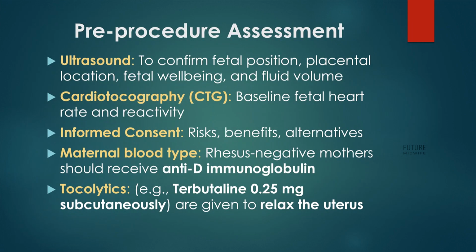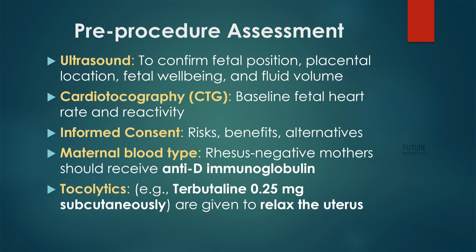Here I will explain the pre-procedure assessment of external cephalic version. In that, first one is ultrasound. Ultrasound can be performed in order to confirm the fetal position, placental location, fetal well-being and fluid volume before the procedure. Next one is cardiotocography. It is very important to perform the cardiotocography in order to identify the baseline fetal heart rate and reactivity.